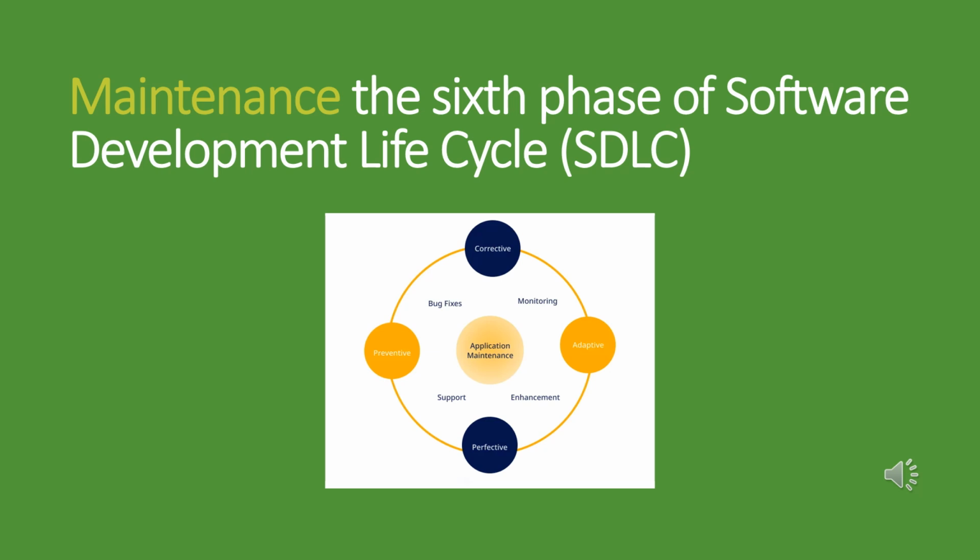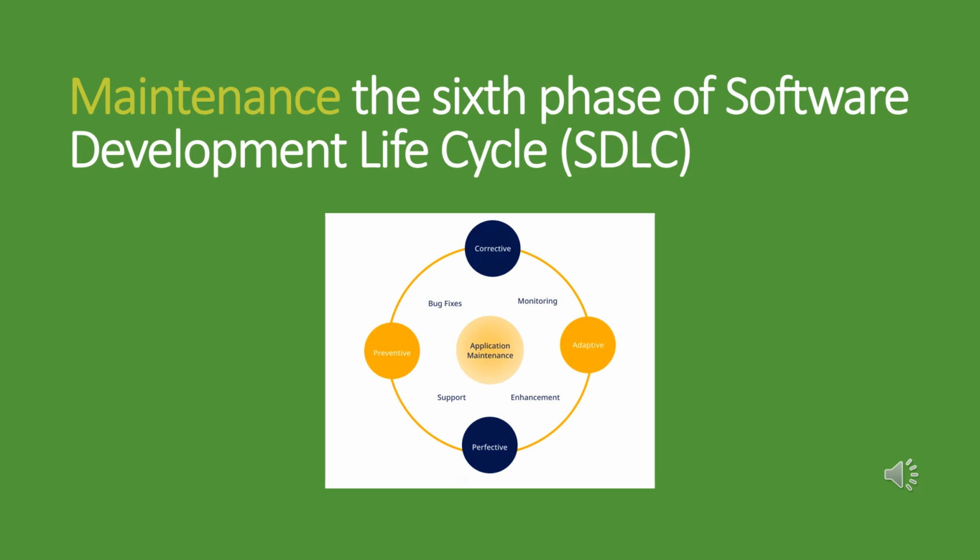There are four main types of maintenance. 1. Corrective maintenance fixes bugs and defects discovered after the software is released. These issues may not have been identified during testing and need immediate attention to avoid disrupting user operations.